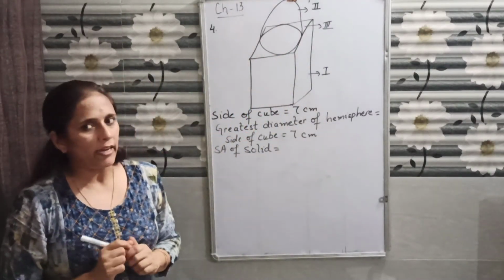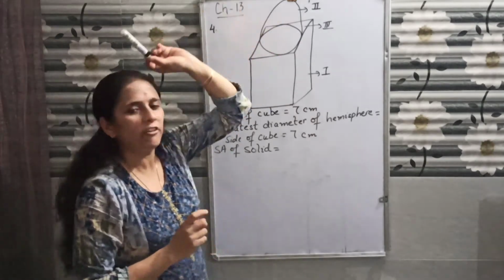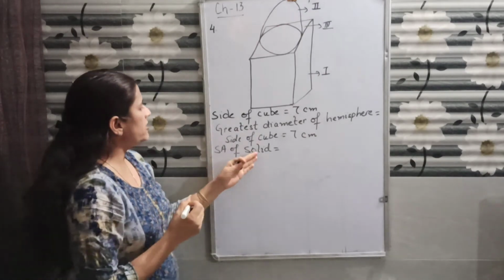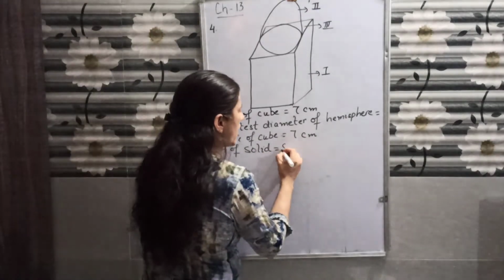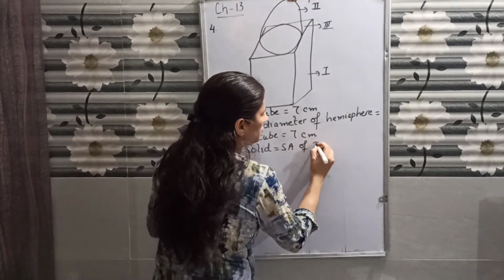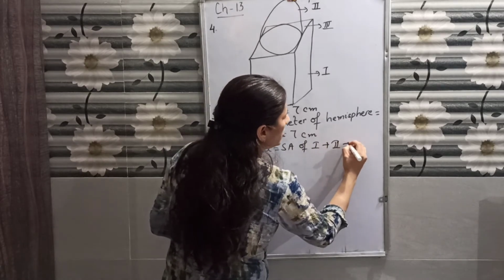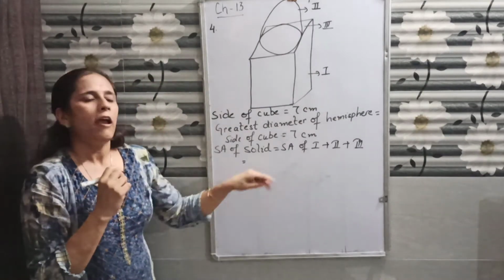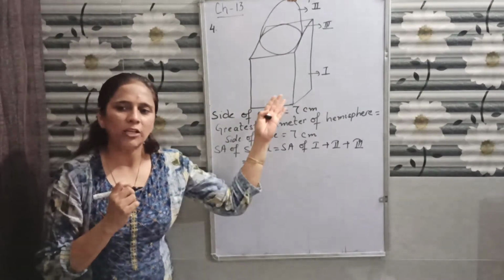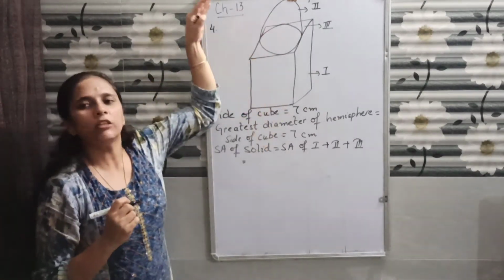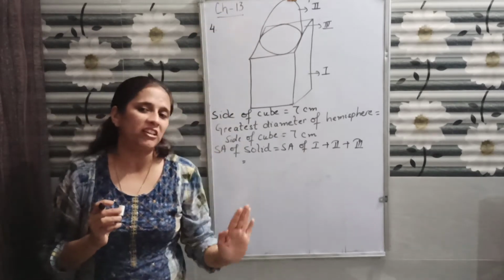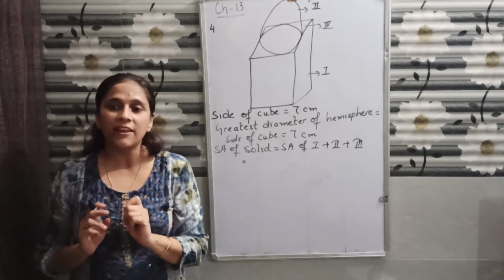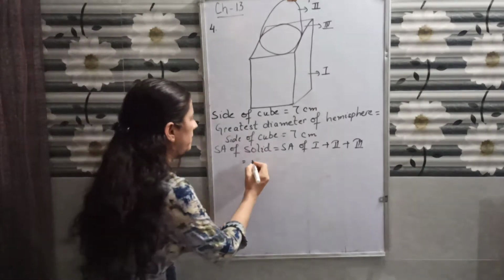Now if we find the area of these 3 figures, we can easily find out our answer. So the surface area of the solid is equal to the surface area of the first figure, second figure and the third figure. First of all, the first figure is a cube. If you exclude the top, you can see 5 faces of a cube. So the area of these 5 faces is 5a square.